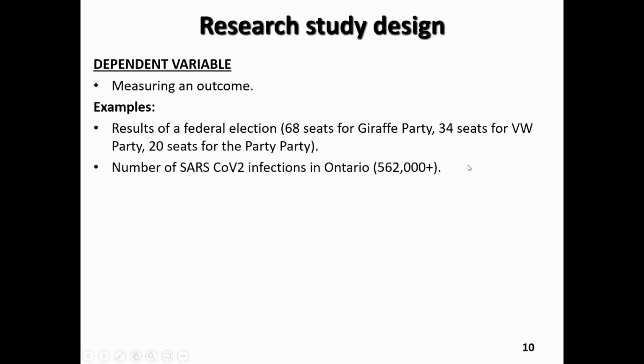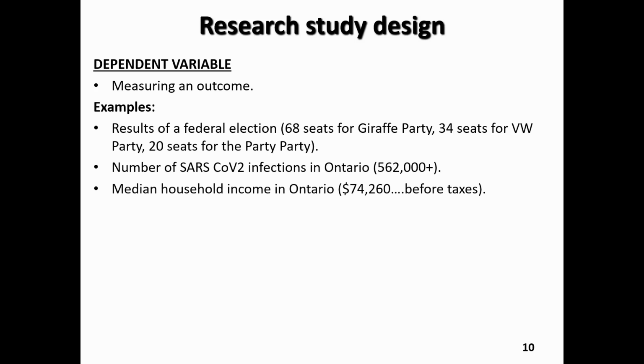Another outcome variable is if a researcher is interested in the number of SARS-CoV-2 infections in Ontario. And so the outcome is actually a count of the recorded number of registered infections up to and including a particular date. The median household income in Ontario is another outcome. So the actual outcome is a numerical value. In this particular example, sampled a few months ago, is the pre or before taxes median income.